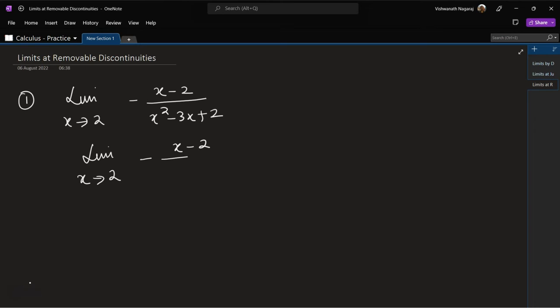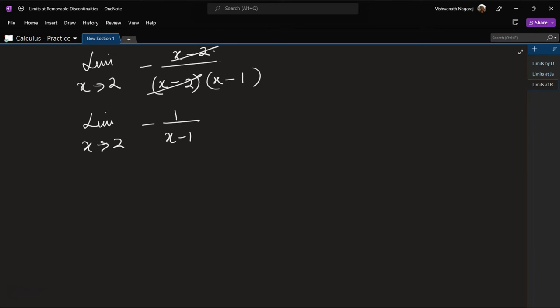Minus x minus 2 by, and let's factor this x square minus 3x plus 2. Two ones are 2, so minus 2 and minus 1. Does this come correctly? Add up these two: minus 2 minus 1 is minus 3. Minus 2 times minus 1 is 2. Okay, and here if you notice, these two cancel out, and we are left with limit as x approaches 2 of minus 1 by x minus 1.